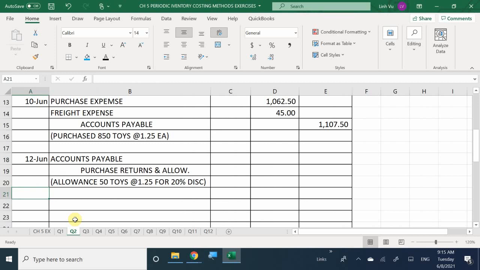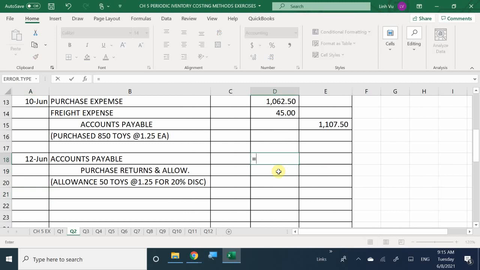Okay, so how am I going to calculate my discount? So 50 times 1.25, and then multiplied by 20%, so you would times it by 0.2. All right, and what's my total here? So it should be $10. It'd be $12.50. Yes, because let's see, 50 times $1.25. What is that? That's $62.50. What's 20% of $62.50? It is $12.50.